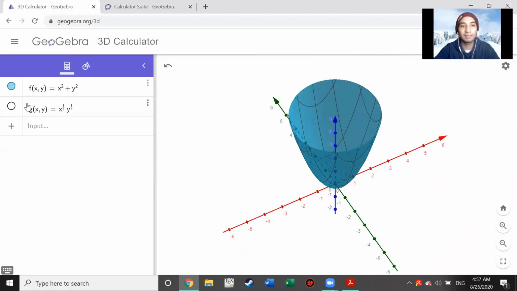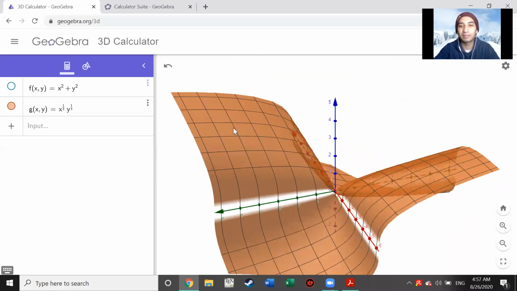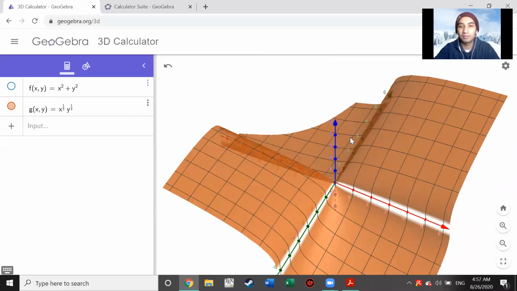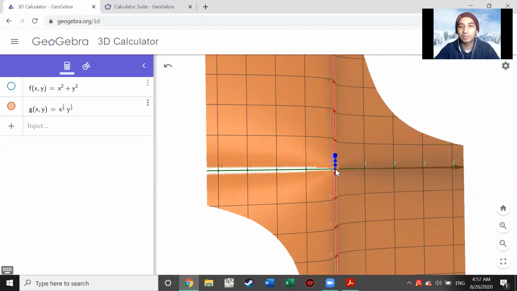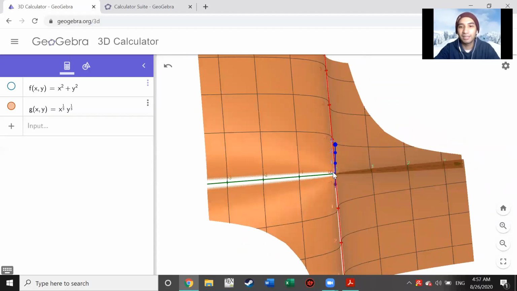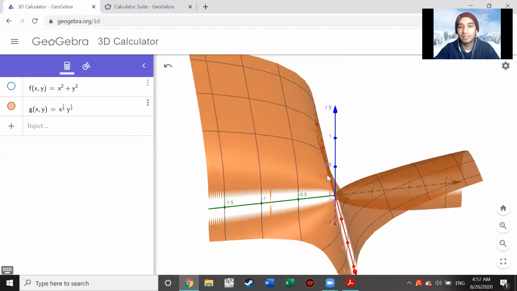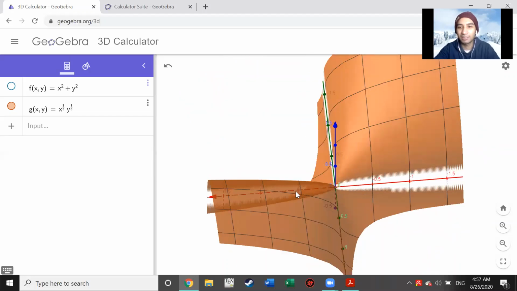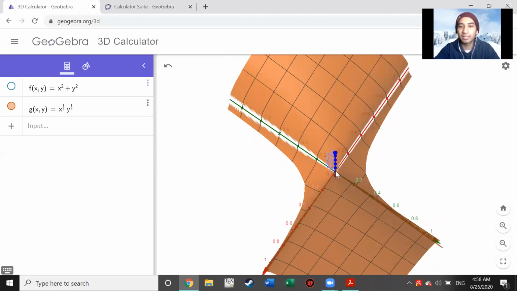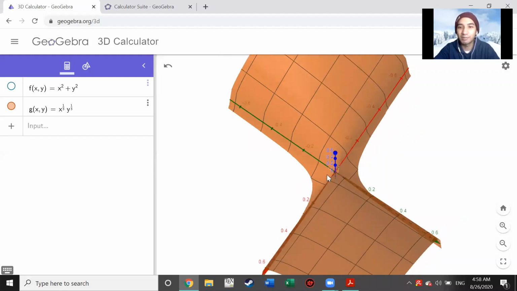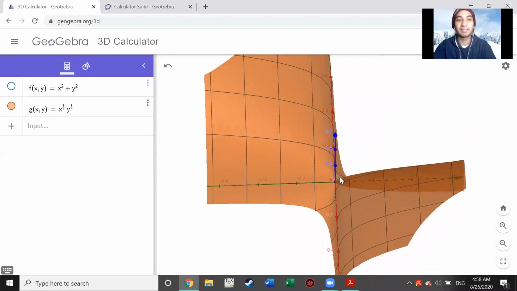On the other hand, kapag tingnan natin halimbawa yung function x to the 1/3, y to the 1/3, ganito yung tsura niya. Okay? So, kapag zoom natin siya at the origin, kung mapapansin nyo, kahit gaano tayo katagal mag-zoom, hindi yan magmumukhang plane. So, ito yung gusto nating tawagin na hindi differentiable kasi hindi siya nagmumukhang plane. Okay. So this function is not differentiable at x equals 0 and y equals 0.